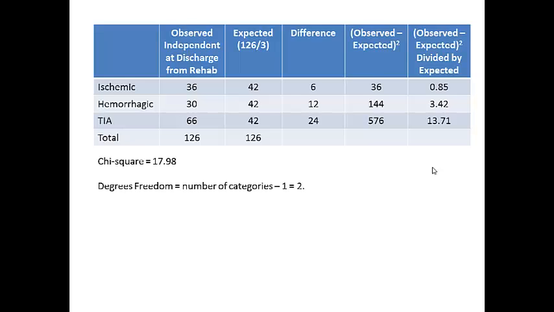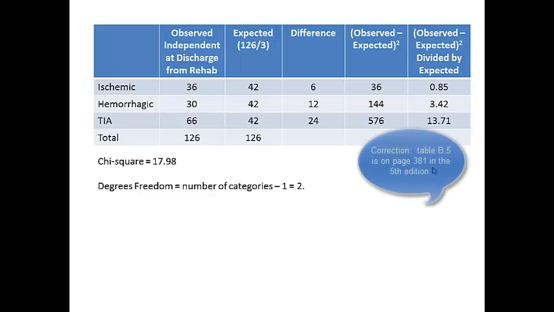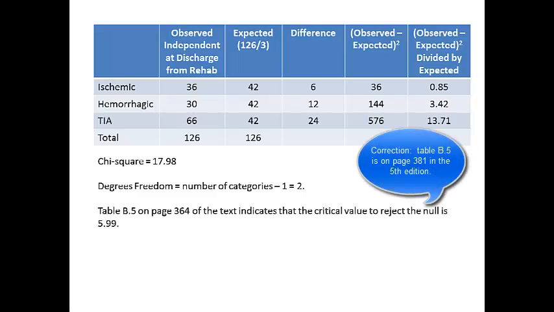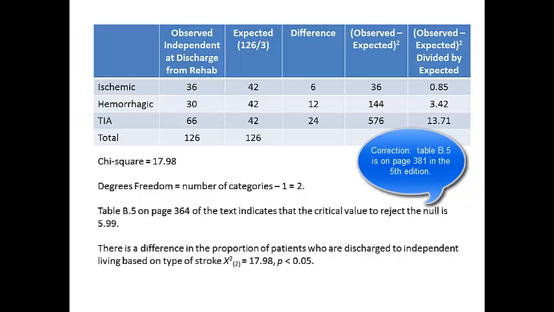Degrees of freedom is always equal to number of categories minus 1. So our DF is 2. If we look on table B5, page 364 of your book, it indicates that the critical value to reject the null is 5.99. There is a difference in the proportion of patients who are discharged to independent living based on the type of stroke, and you see the correct way to report the chi-square.